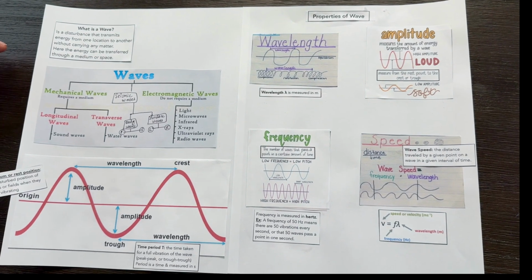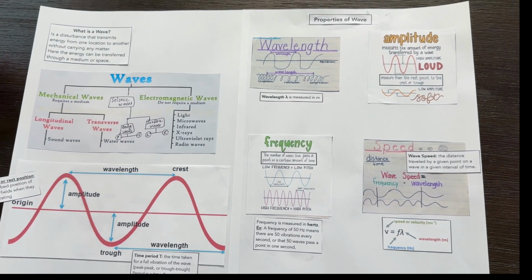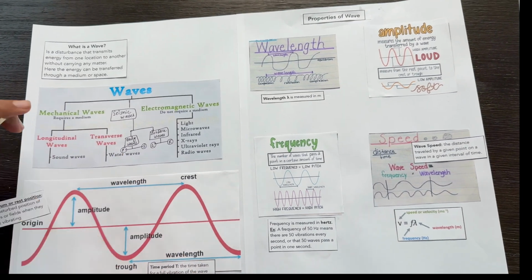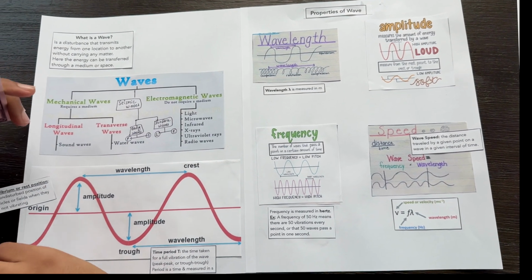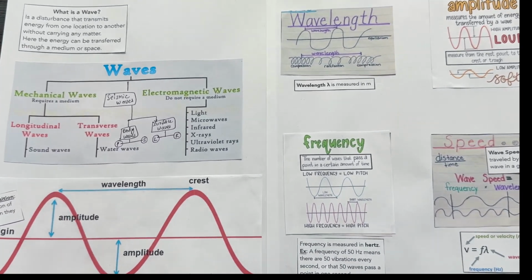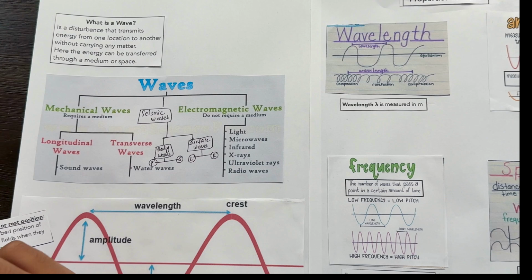In this video, we're going to be talking about the properties of waves. A wave is basically a disturbance that propagates. Propagate means spread. So it's a disturbance that transmits energy from one location to another. Now the thing with waves is that they don't carry matter. Only energy can be transferred.